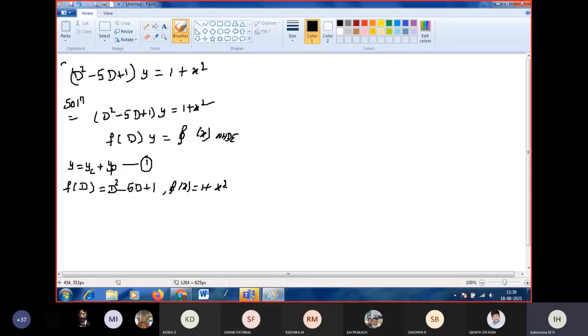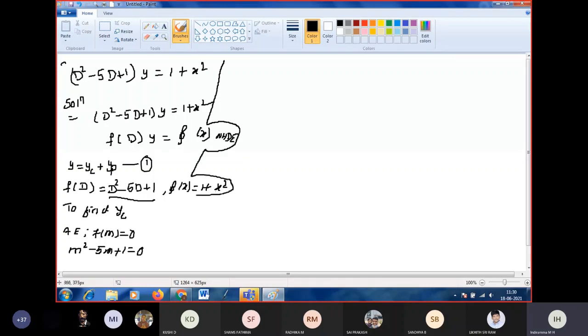So next, to find yc, what we should consider? Auxiliary equation. Consider auxiliary equation f of m is equal to 0. Here we have f of D, replace D by m. So we obtain m square minus 5m plus 1 is equal to 0. Is it possible to factorize? No, ma'am. Then we go for the formula method to find the roots. Is it clear?